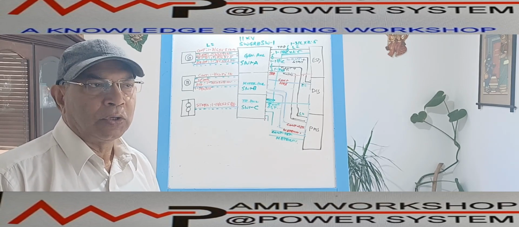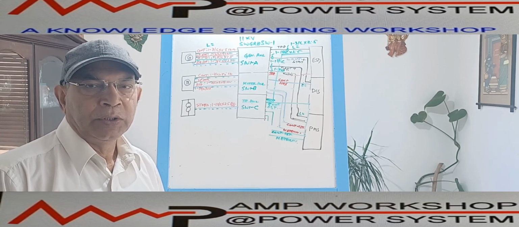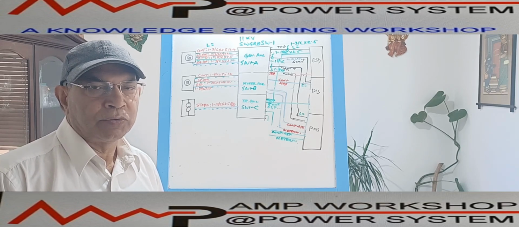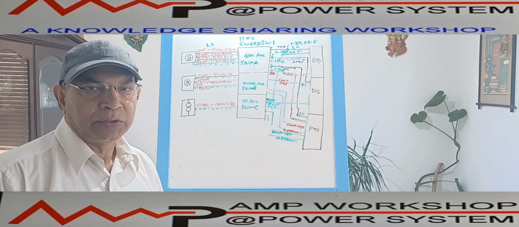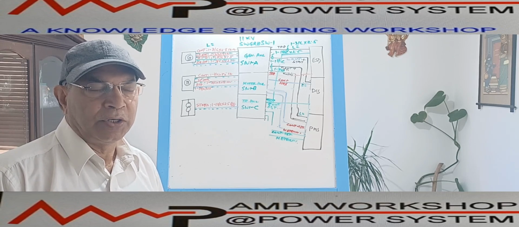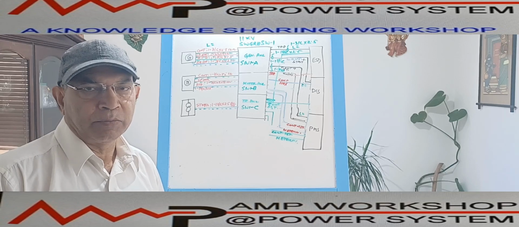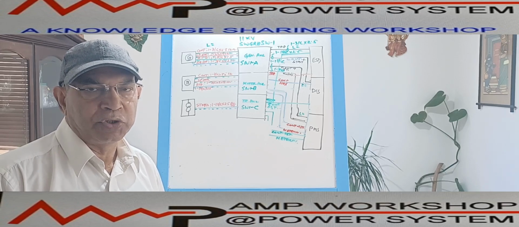As I explained in the previous video, the cable block diagram is an important drawing from which we can visualize the entire cabling arrangement for the plant, originating from the 11 kV switchgear or 6.6 kV switchgear or any other voltage level of switchgear.